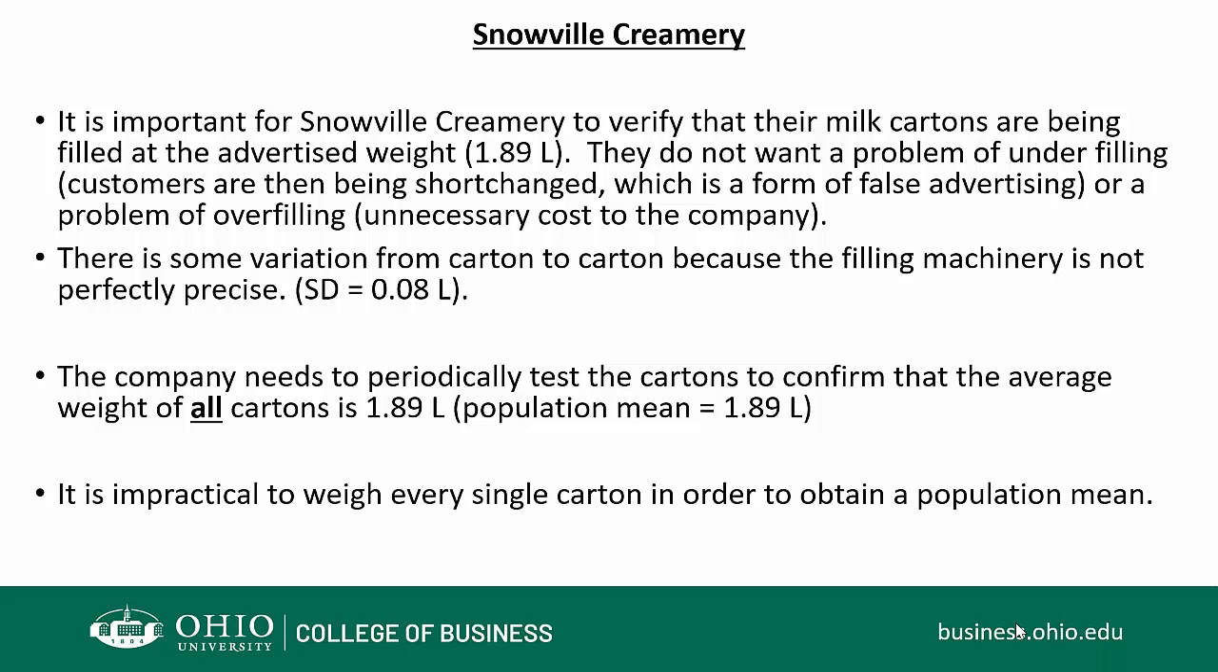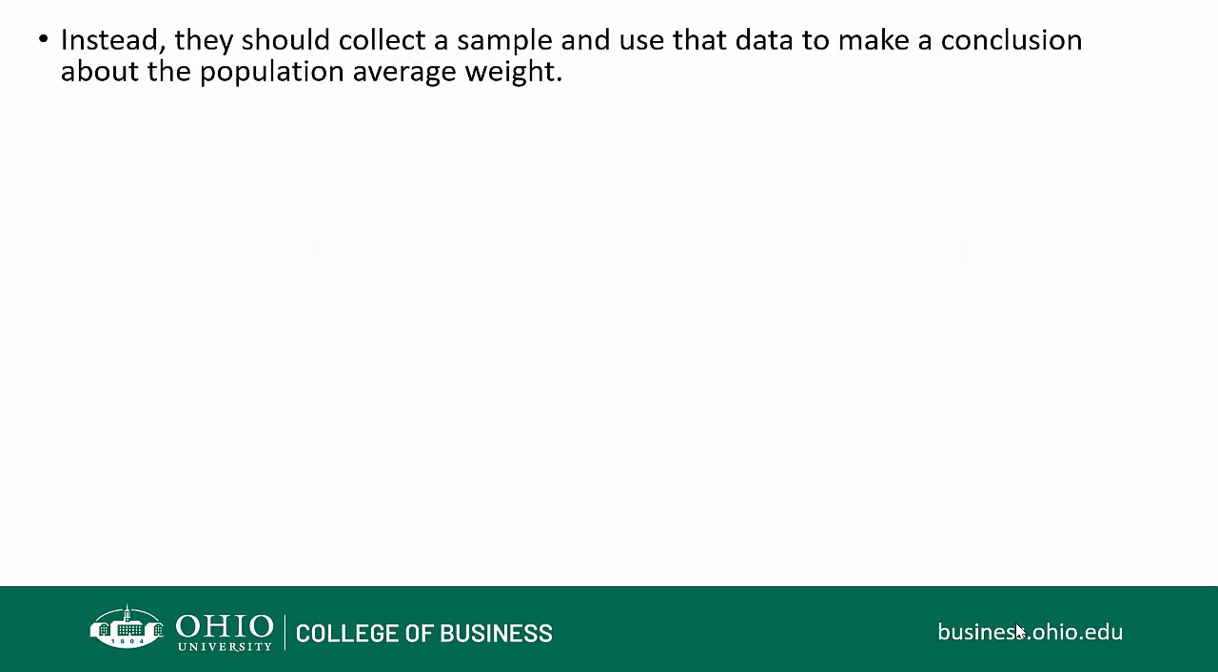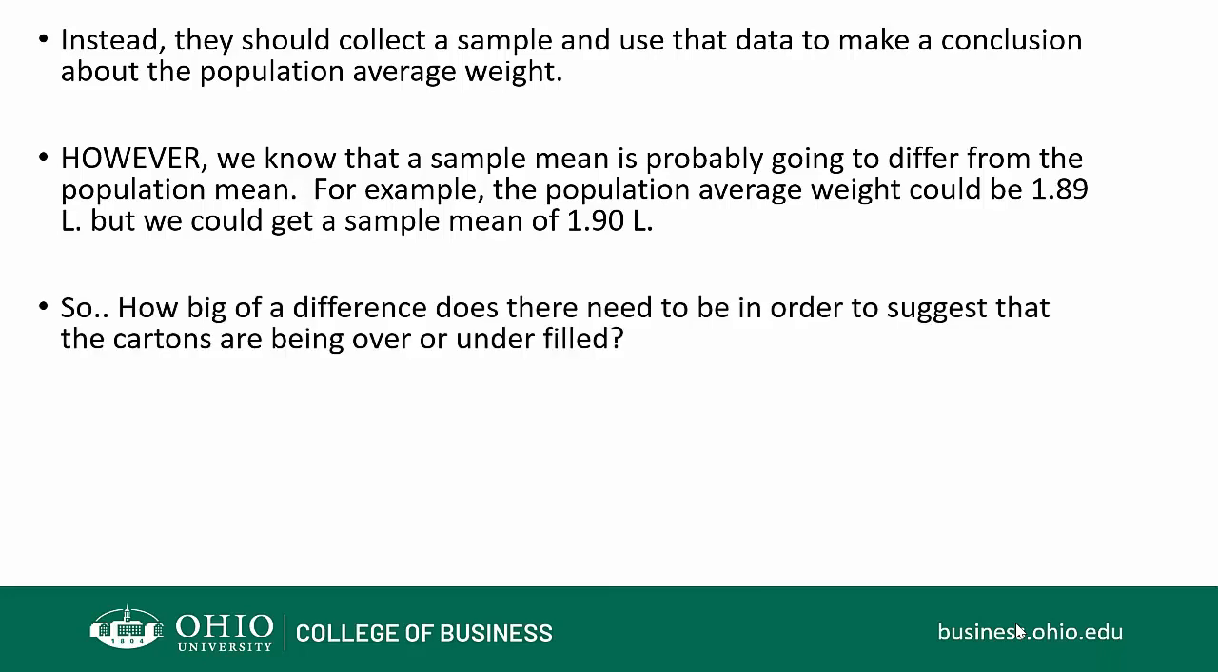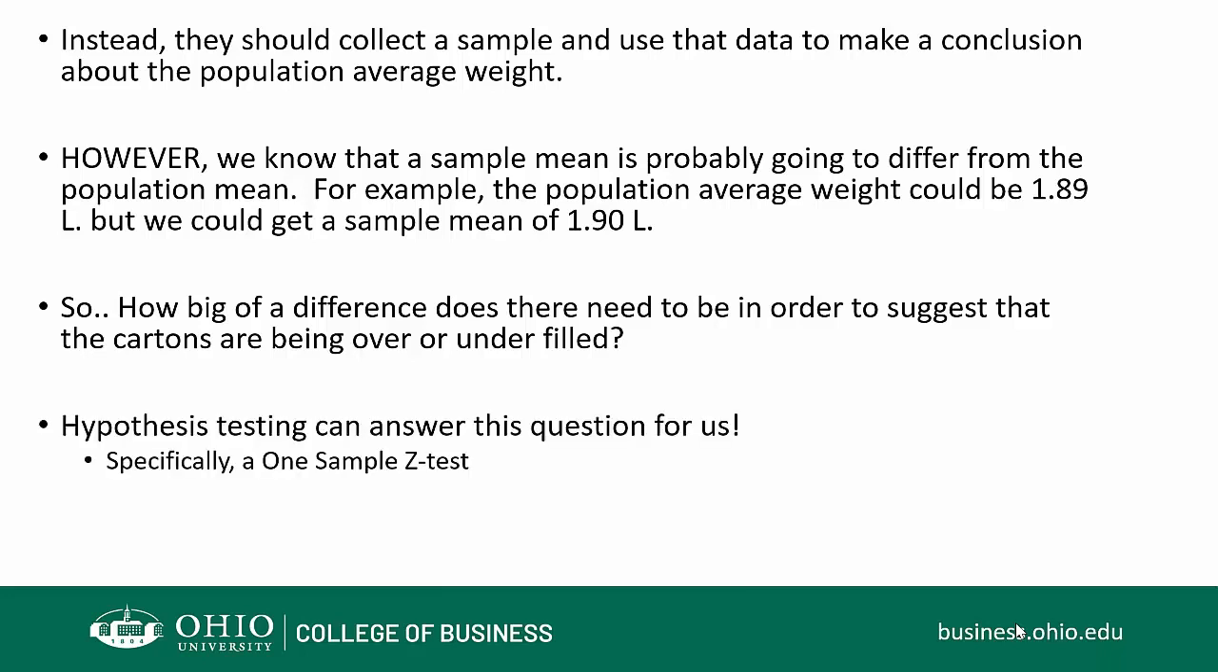However, it's impractical to weigh every single carton in order to obtain a population mean. Instead, they should collect a sample and use that data to make a conclusion about what the population average weight is. However, we know a sample mean is probably going to differ from the population mean. For example, the population average weight could be 1.89 liters, but we could get a sample mean of 1.9. So, how big of a difference does there need to be in order to suggest that the cartons are being over or underfilled? Hypothesis testing can answer that question for us, specifically a one-sample z-test.